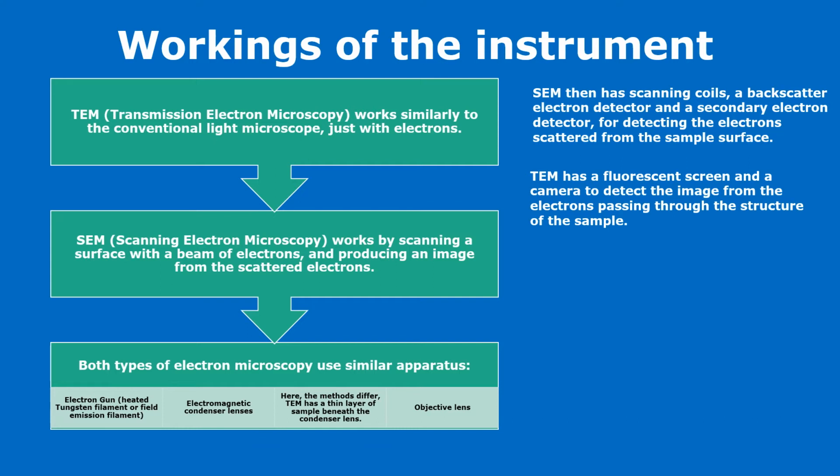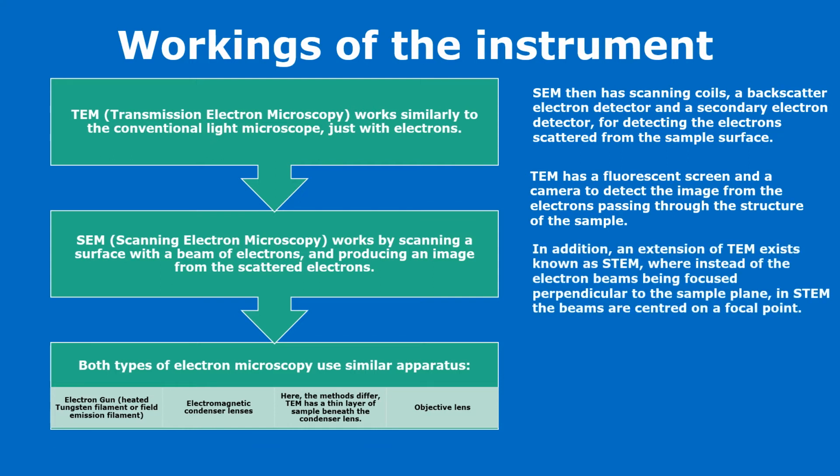2D images in the case of TEM and 3D images in the case of SEM. It's also worth noting that an extension of TEM, known as STEM, exists. In TEM, the electrons are shot perpendicular to the sample, whereas for STEM, the electrons are focused on a single point, known as a focal point. Much like in TEM, the image obtained is 2D, meaning the specimen appears flat. STEM can also be considered as a combination of SEM and TEM.